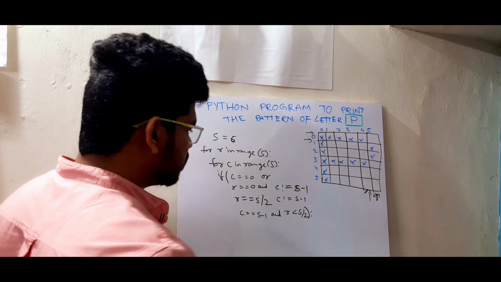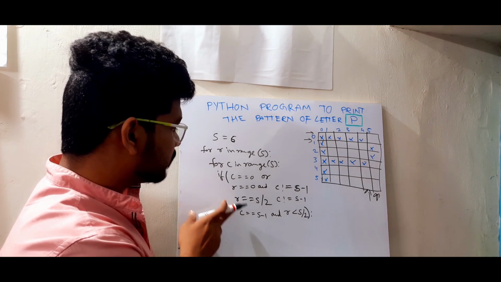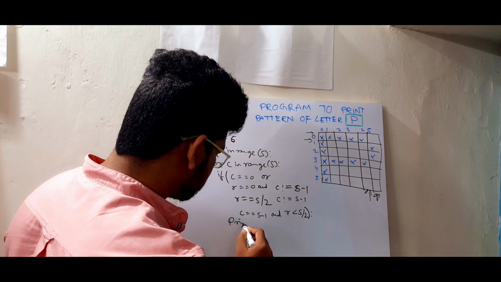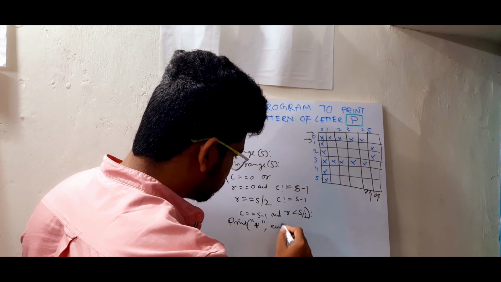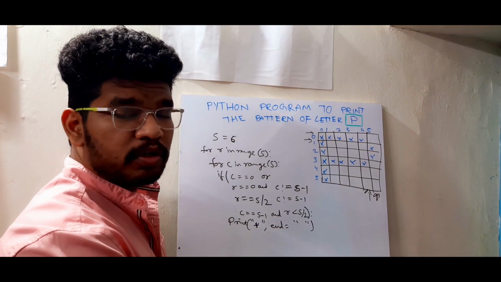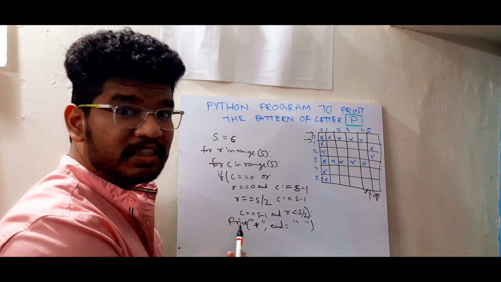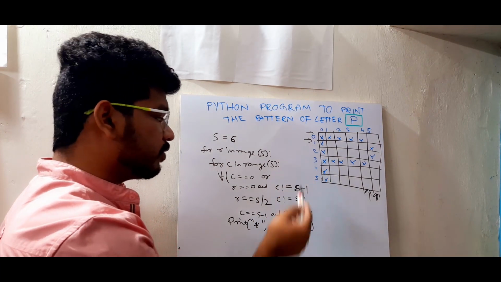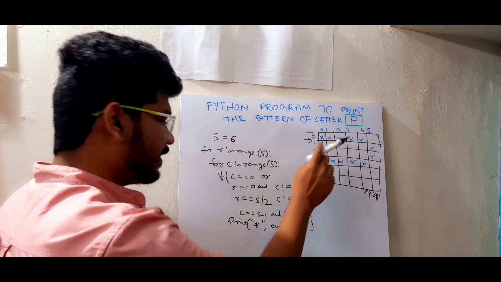I'll group these. So these are the conditions: first column, first row, middle row, and last column. In all these conditions, I'll print stars. I also give end as space here, because if I don't, by default print takes end as new line, that is \n. So it will print this star and go to the next line, and we don't want that. I'll give either a space or empty end, so that it will stay there.